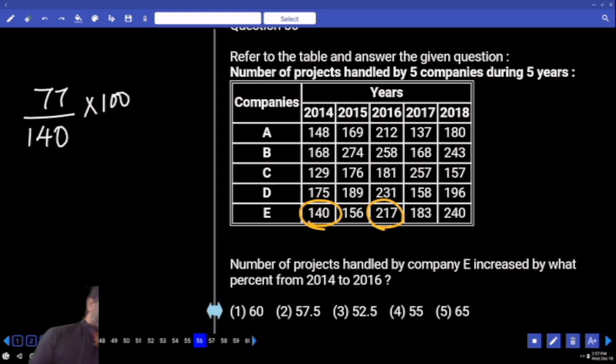I told you to get the answer using the denominator. What is 50% of the denominator? 70. Extra how much is there? If 70 is 50%, 7 is 5% only. Answer 50.